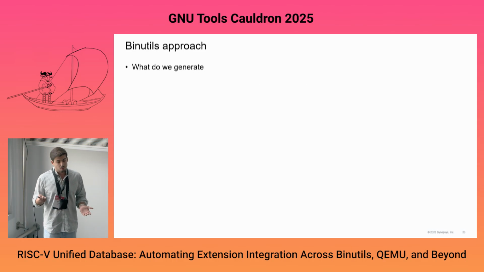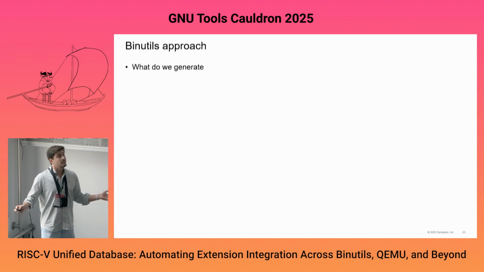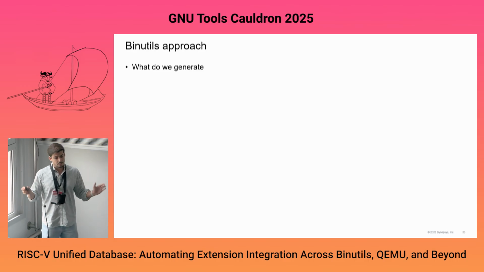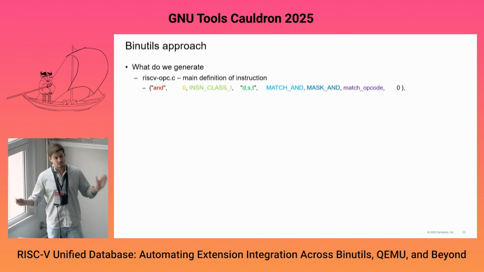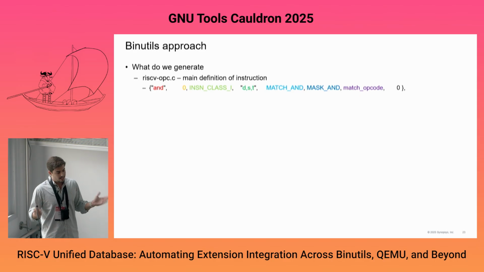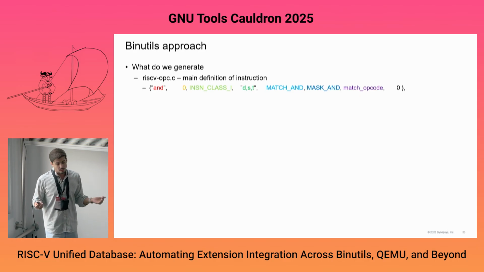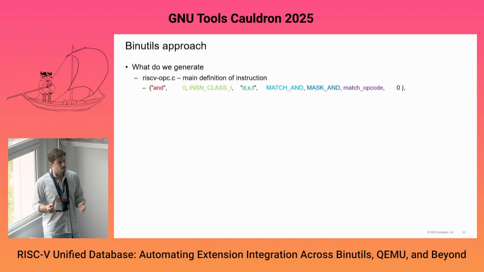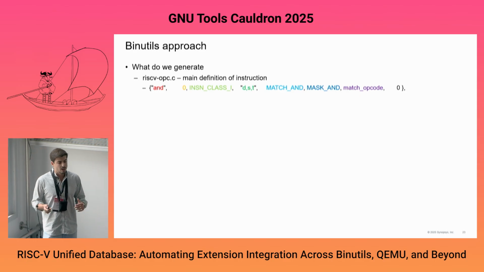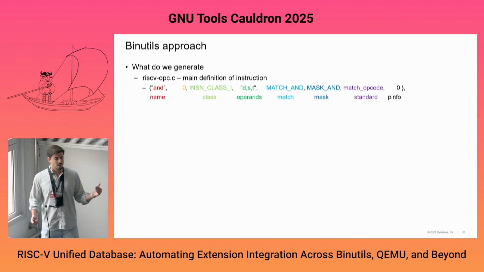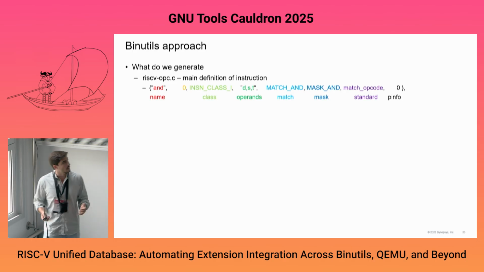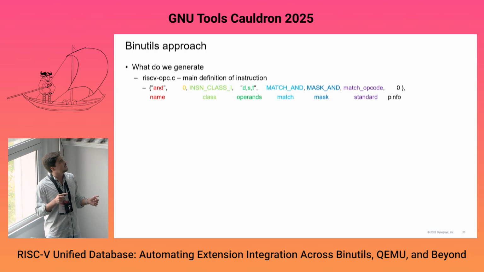And so, what do we do? Quick disclaimer here, I'm not very familiar with the toolchain, I'm not a toolchain engineer, so if I do say something that's not 100% correct, please be easy on me. But what we generate with this is, as I believe Binutils, the main file for instruction description here, is the riscv-opc.c, and there you may see the description of an AND, and this is our example, so it has its name, its class, its operands, match and mask.